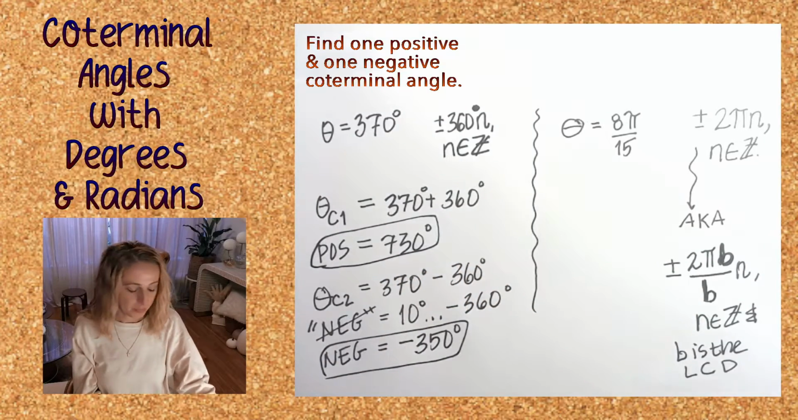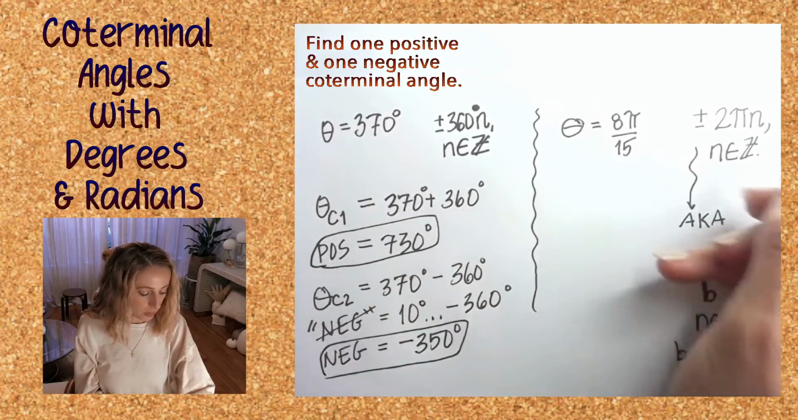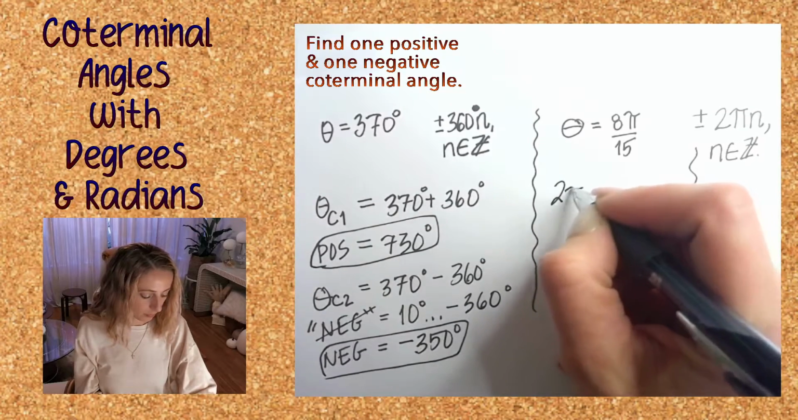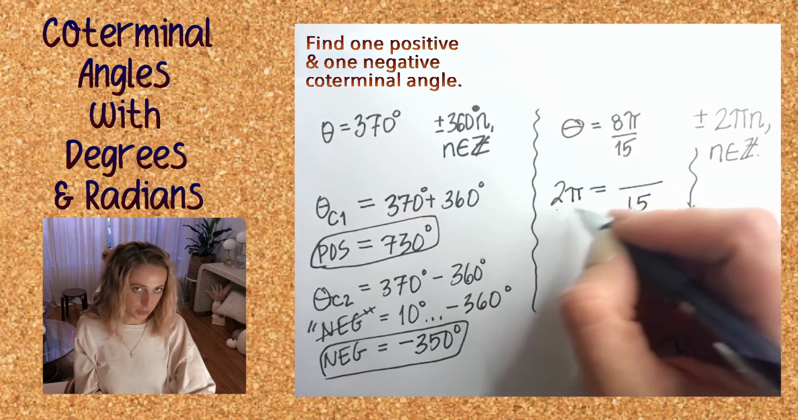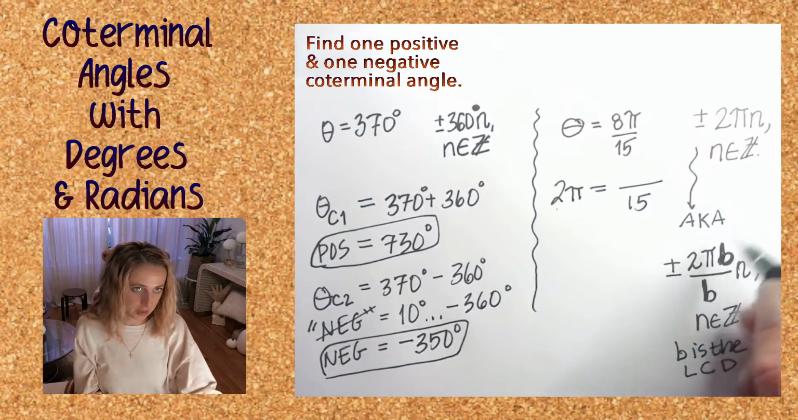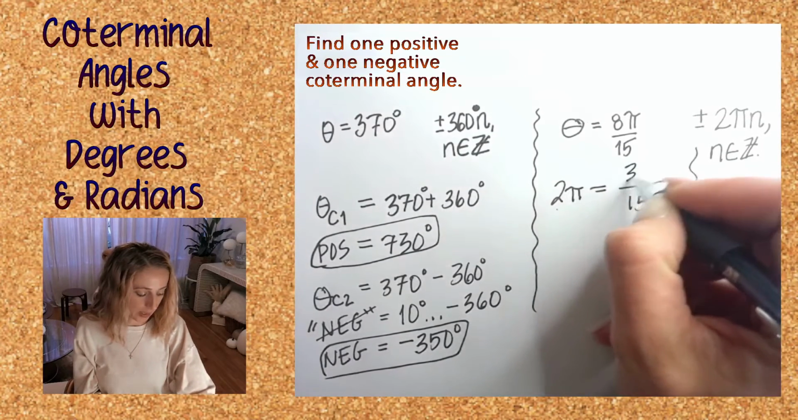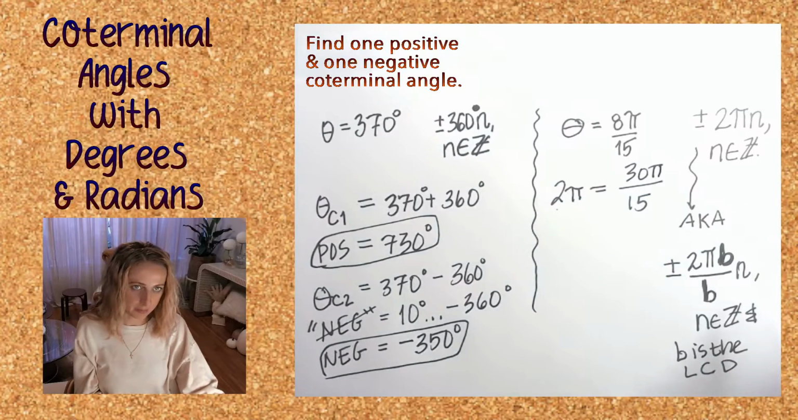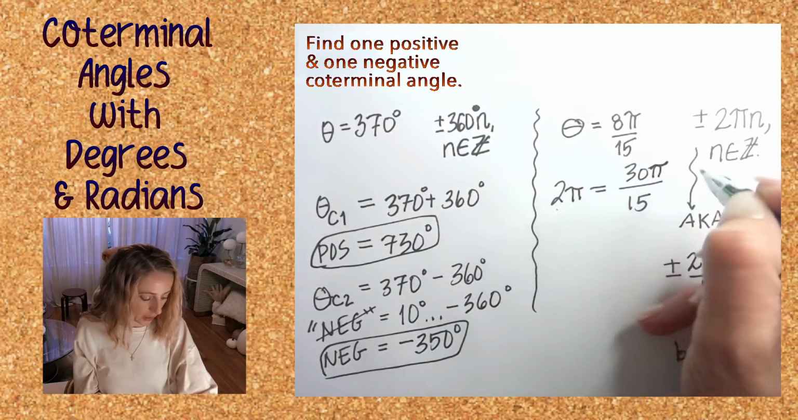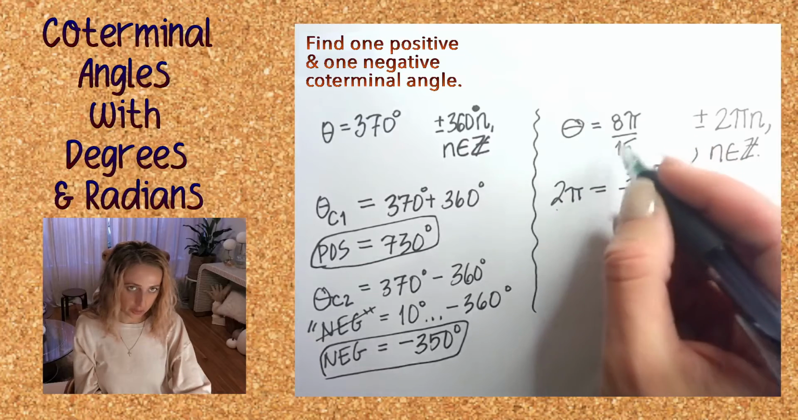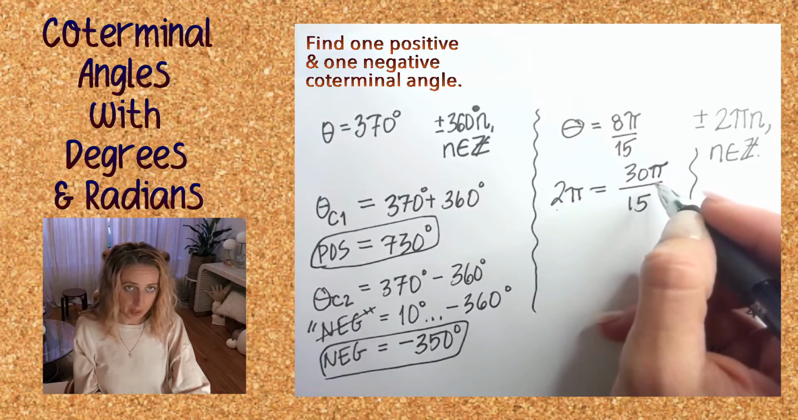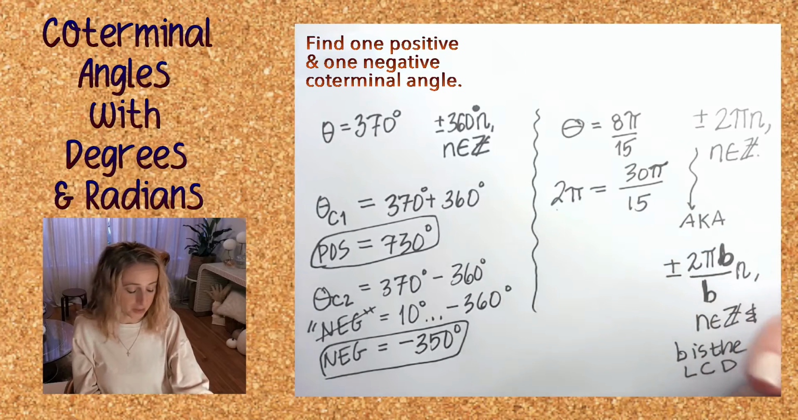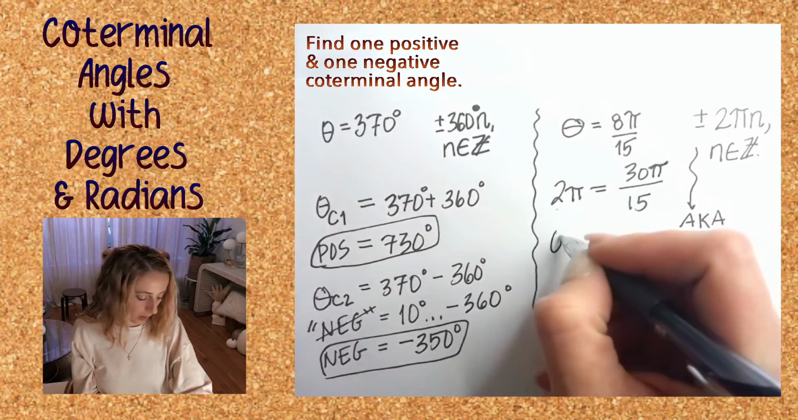Don't make it crazy. Here, what is 2 pi with the denominator of 15? If I multiply this, which is over 1 on top and bottom, by 15, like this, we get 30 pi over 15. So what does that tell me? Well, this is currently between 0 and 2 pi. If I subtract 30 pi, I'm going to get a negative. If I add, I'm going to get a positive. So this one's pretty cut and dry.